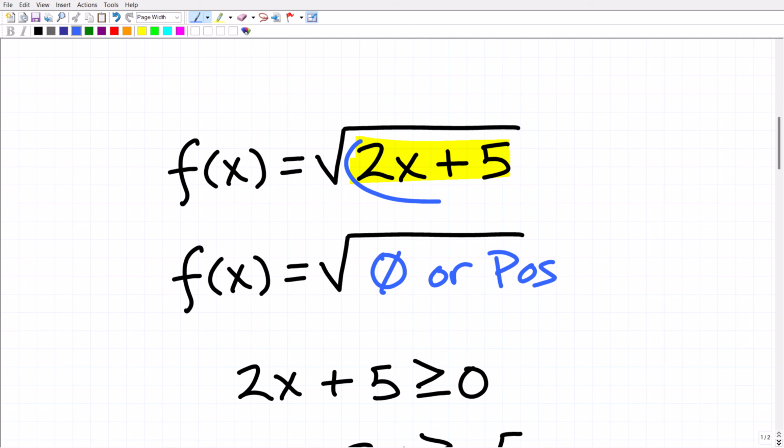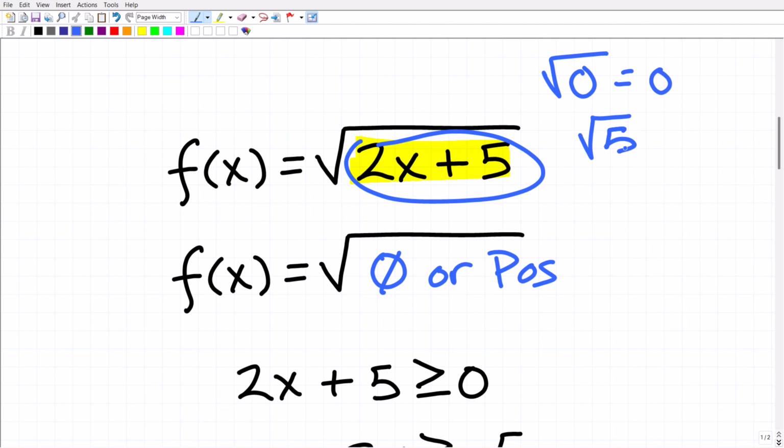Because this value can never be negative, but it can be 0 because the square root of 0 is 0. And of course, the square root of any positive number is on the real number line, all right? So it's part of the real number system. Okay, so again, as long as 2x plus 5 is either 0 or positive, i.e. greater than or equal to 0, well, then we'll be okay in terms of the domain.